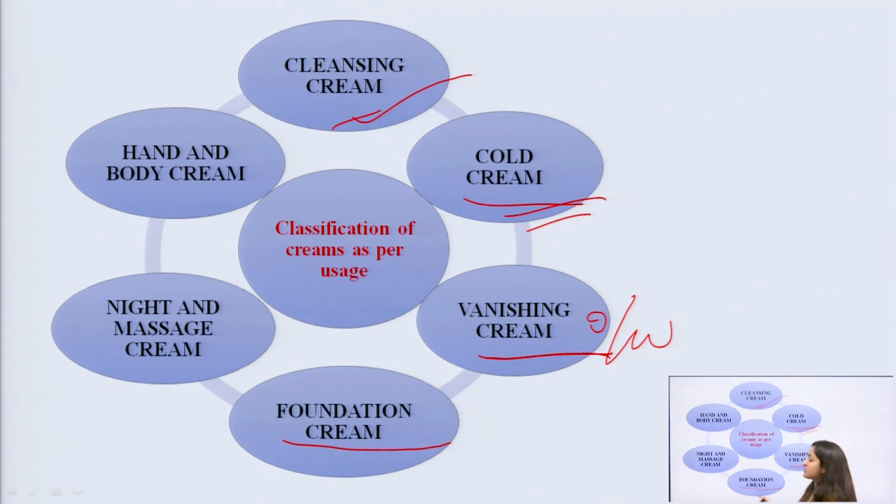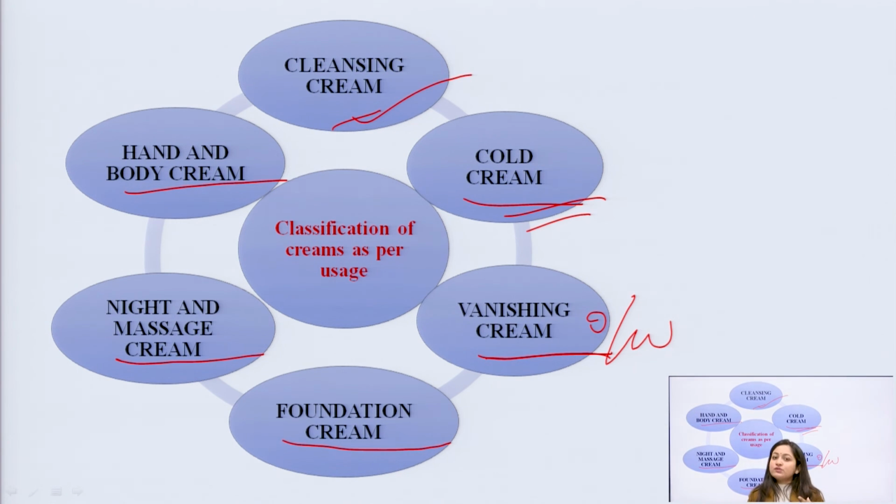Then foundation cream is basically used during makeup, and helps to create a proper smooth foundation on your skin. The next cream is night and massage cream, used at night to make our skin look smooth, soft and full of life. Lastly, we have hand and body cream, the creams specifically used for hand or body. So, this slide covers the different types of creams depending upon their utility.